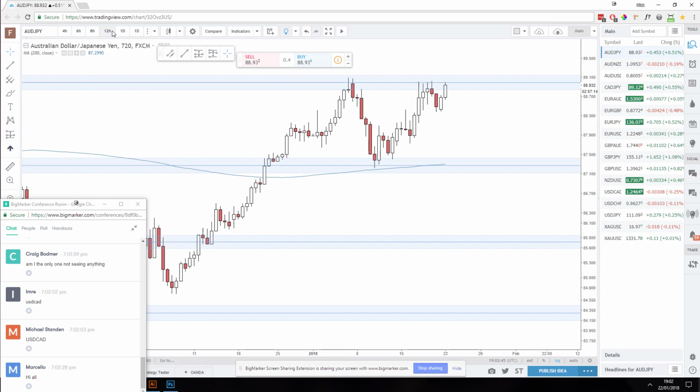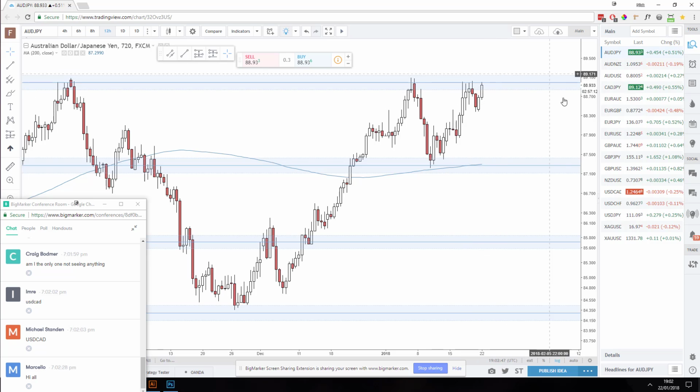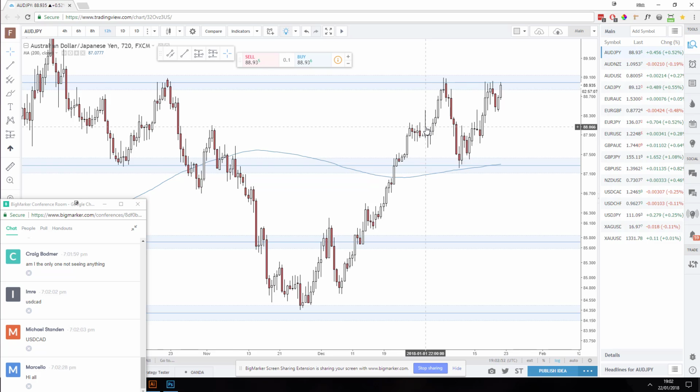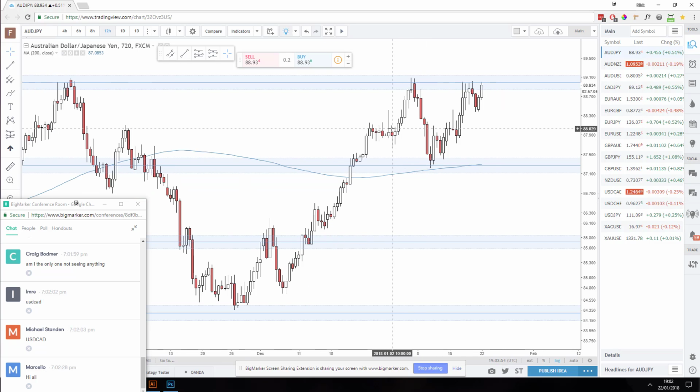So AUDJPY right now, it's pushed back up to this resistance area, the 88.90. Looks like it's going to struggle to get through again. Last week it struggled to get through, and now it's having another attempt at it. Is it going to break through this time? Who knows? It's not getting any higher than it was last week. So it looks like it's struggling right now, but it could very well just push straight through. Point is, there's not really any trade setup that I see here.